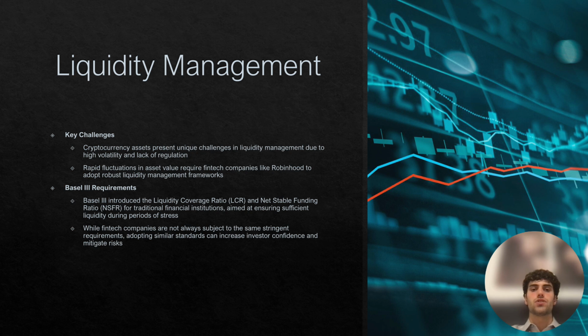These ratios ensure that Robinhood maintains sufficient high-quality liquid assets to cover its short-term obligations during stress periods. Furthermore, Robinhood should diversify its liquidity sources to reduce reliance on a few exchanges, thereby lowering counterparty risk. Stress testing liquidity positions during adverse market conditions will help Robinhood prepare for liquidity crises and ensure that it can meet all trading demands at all times.